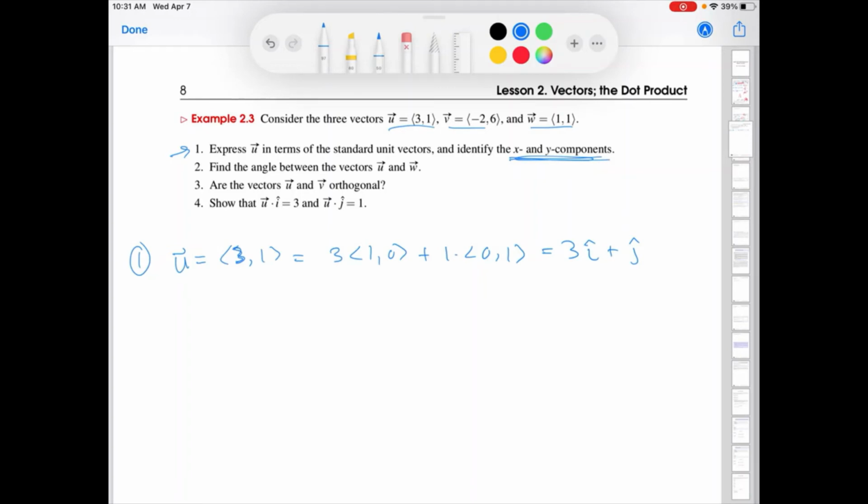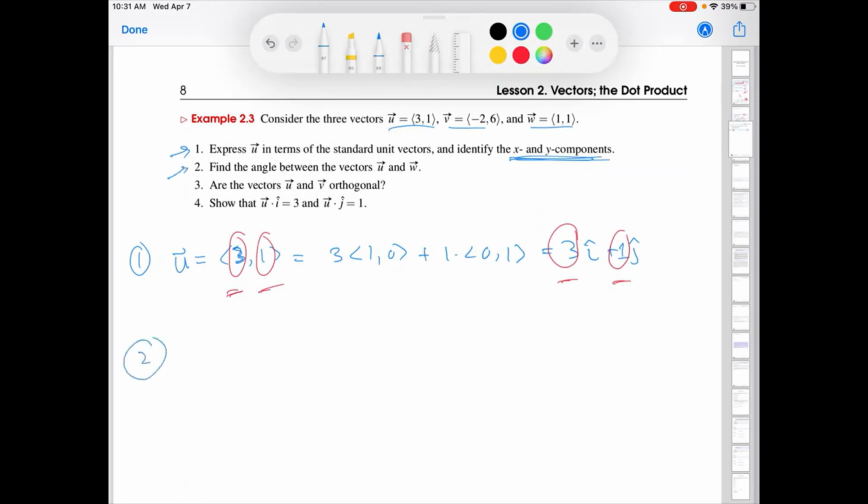You'll notice that the numbers that go here are the same numbers as the components of the vector u. And that's not a coincidence, and that's kind of the point of this example, that the x and y components of the vector are the x and y components of the standard unit vector representation. So this 3 goes in front of the i hat because this is the x component. This 1 goes in front of the j hat because it's the y component. And that's one thing that we learned from this example.